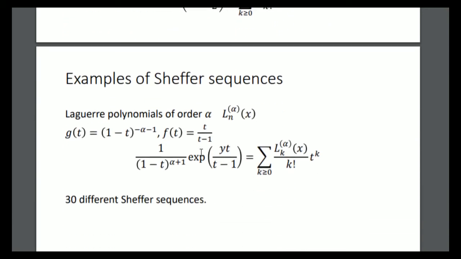The Laguerre polynomials are also Scheffer sequences with the function g of t to be this and f of t to be this. Applying the formula, we find this back. And actually, there are like 30 different Scheffer sequences, or almost Scheffer. I'm not going to go too much into detail, but there are lots of functions that are related to the Scheffer sequences.